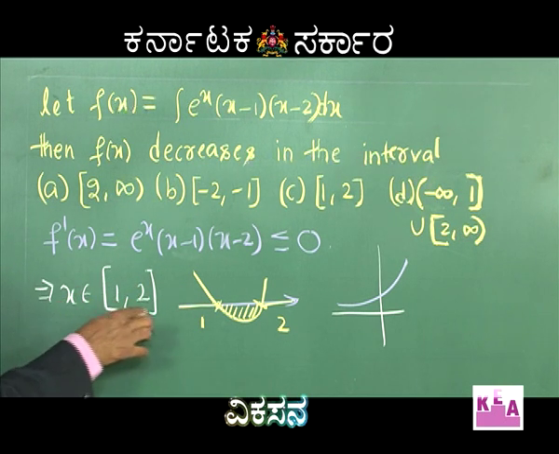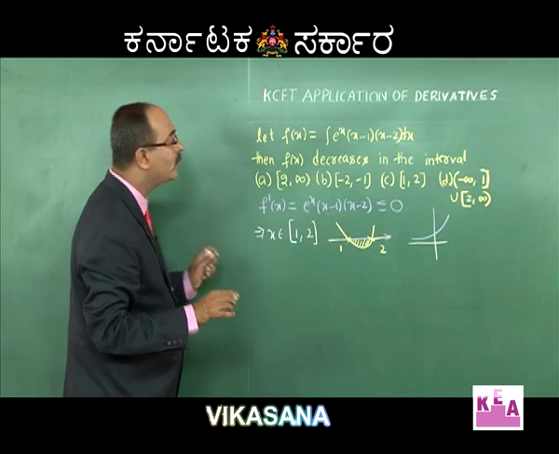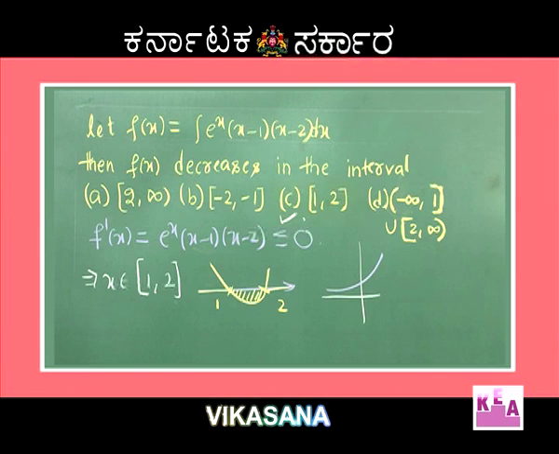If x lies between 1 and 2, f dash of x is less than or equal to 0. Therefore, that clearly says option C is correct. I hope, dear students, you have understood this.